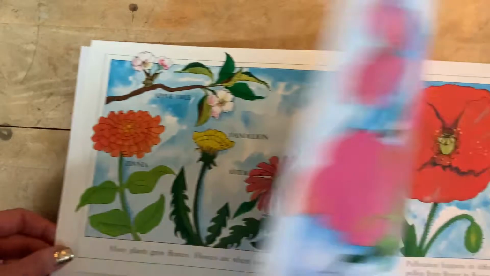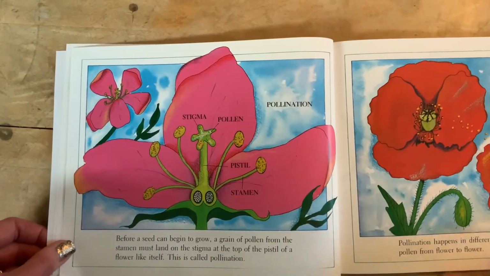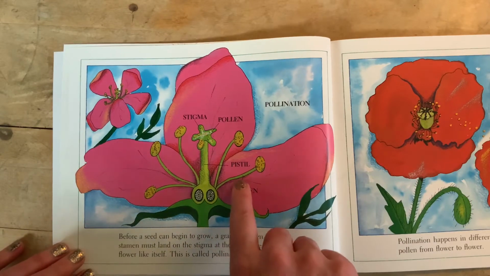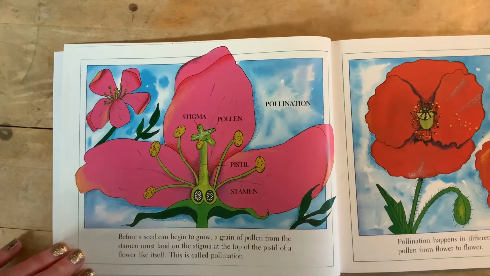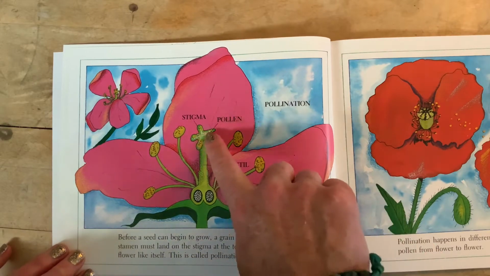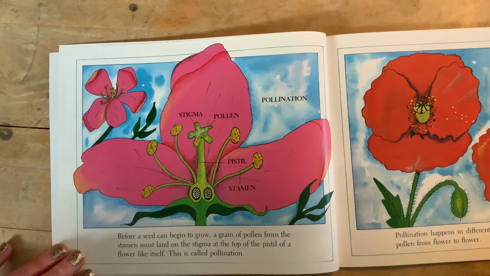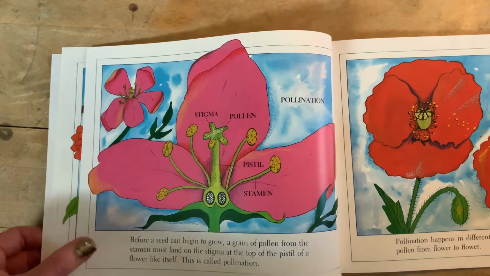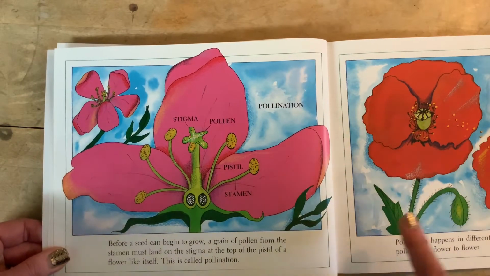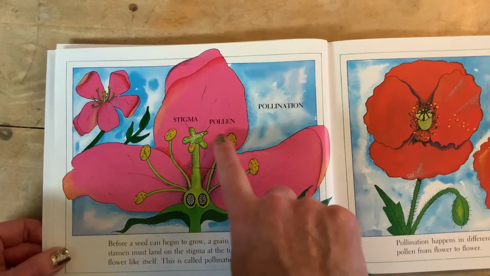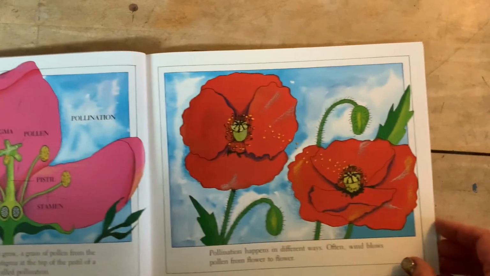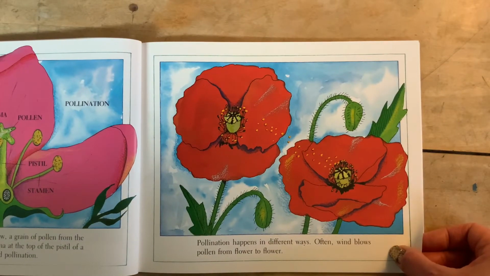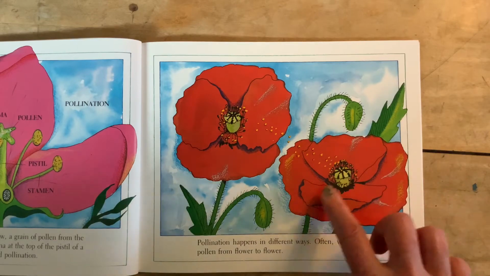I can see that. Before a seed can begin to grow, a grain of pollen from the stamen... where's the stamen? Pollen from the stamen must land on the stigma at the top of the pistil of a flower like itself. This is called pollination. Some of you are wondering, how does it get from the stamen to the stigma? Good question. Pollination happens in different ways. Often, wind blows pollen from flower to flower. Oh, that's one way.